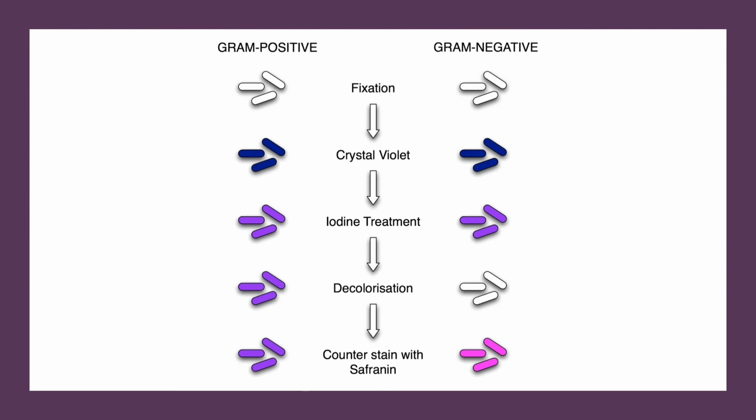This is the procedure of gram staining, and as you can see, these are the steps of the gram staining procedure: after preparing the smear, then the fixation step, crystal violet, iodine treatment, decolorization, counter stain with safranin. As you can see, on the left side, gram positive.